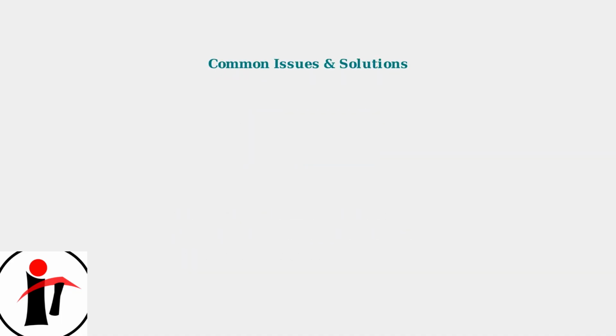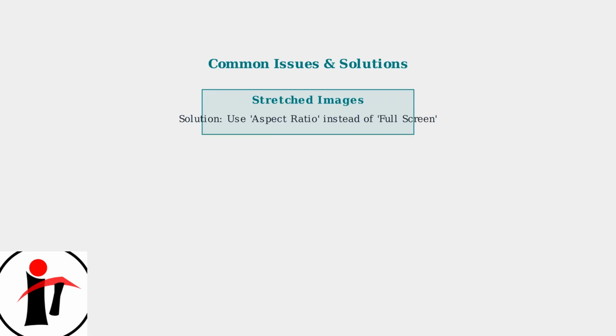Several common issues can occur when adjusting aspect ratios. Here are the most frequent problems and their solutions. Stretched images occur when content is forced to fill a display with a different aspect ratio. The solution is to use aspect ratio scaling instead of full screen mode.